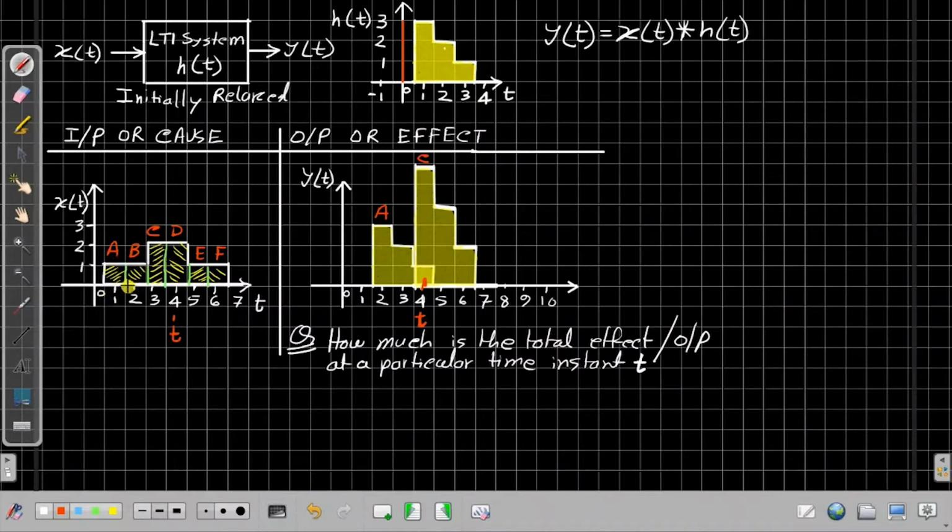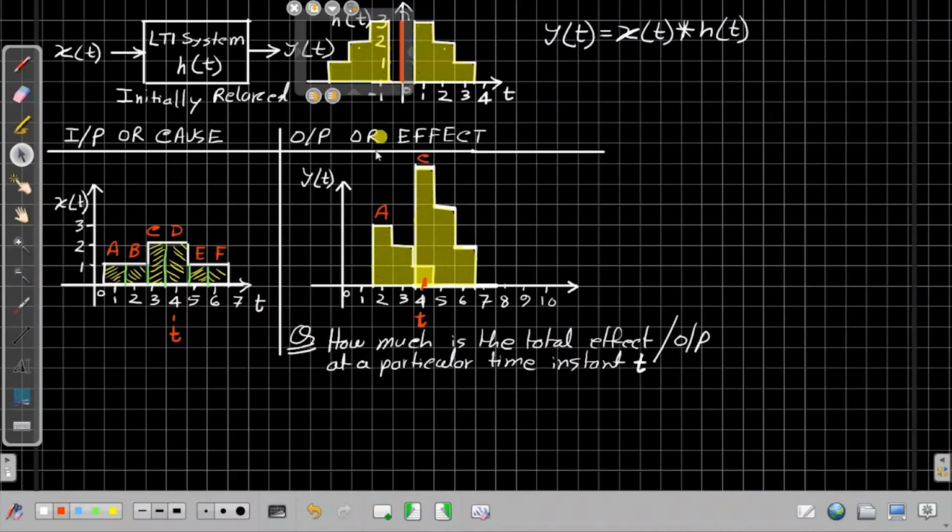And to find the total effect at this point due to all the different slices, we will use a clever trick, and the trick is as follows. We will copy this impulse response and flip it horizontally. That is a time reversal. And when we flip it, make sure that the point which was at t equal to 0 is not moved. Okay, so that point I have marked with a red line to make sure that is not moved.